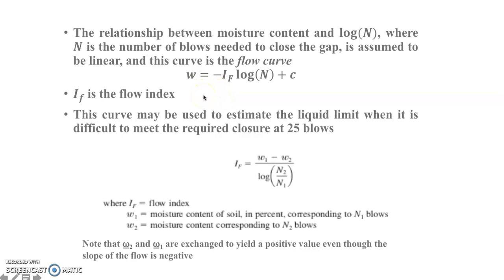So it is assumed to be linear. For the flow curve, we have this equation. This is the equation for the flow curve. This expression, I sub F, is what we call the flow index.